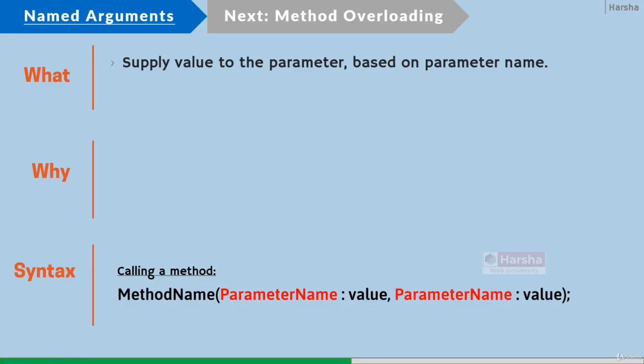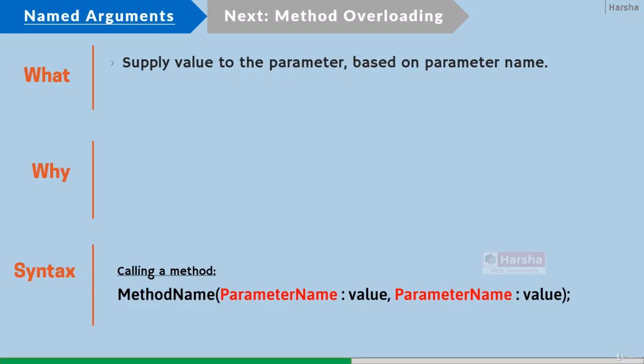So in real-time projects, sometimes you may have methods with so many parameters and different types of parameters. While calling the method, you are supplying different types of values such as primitive values, non-primitive values, that means reference variables, etc. If the number of parameters increases, it may be confusing for the method caller which argument value goes to which parameter.